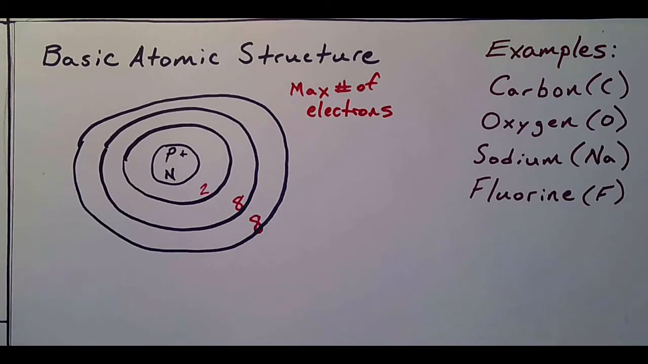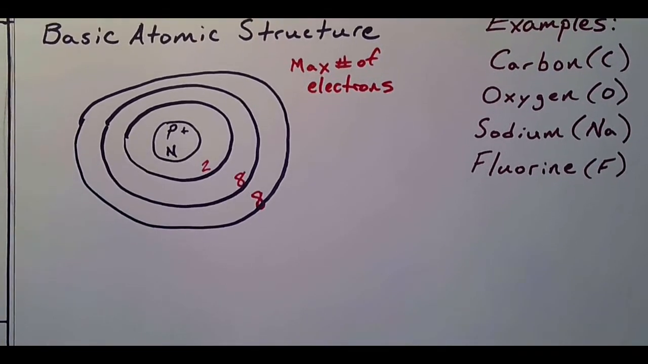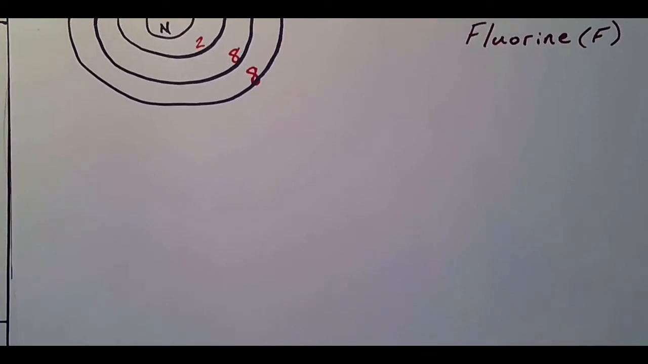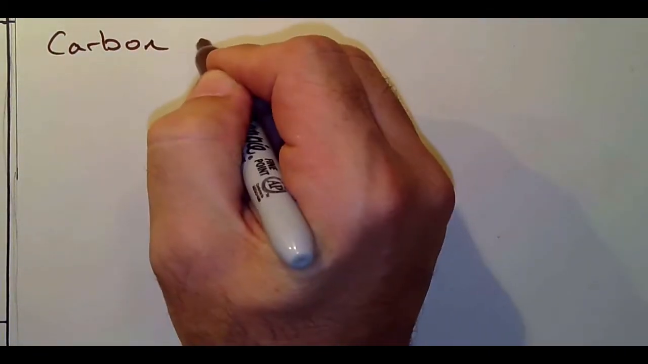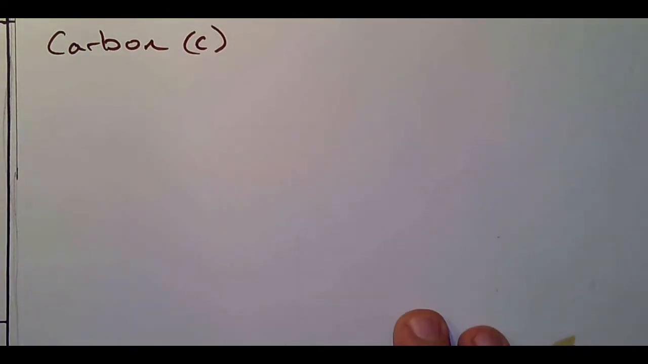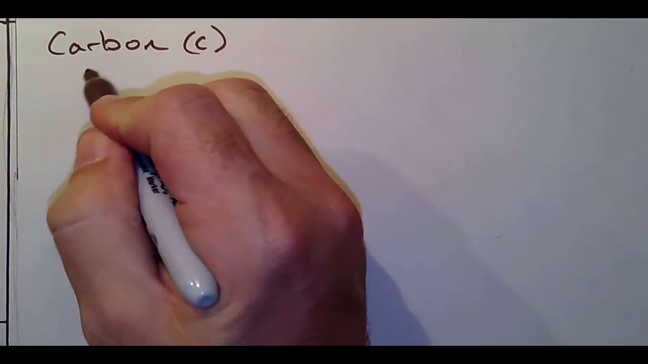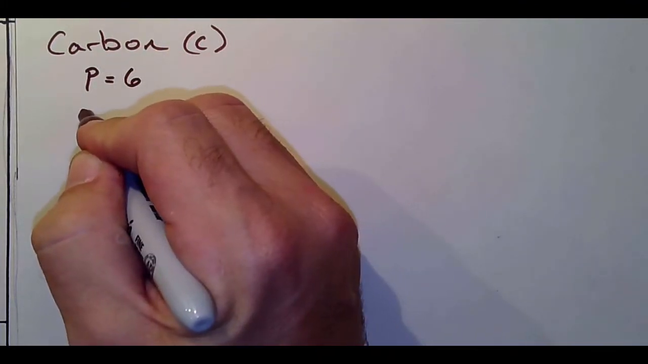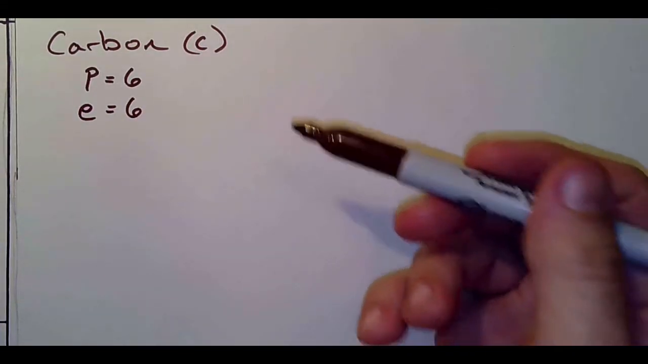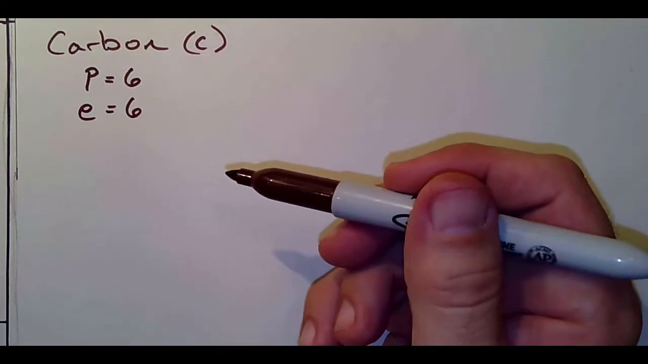Alright, now as we move up, let's look at some examples of trying to draw individual atoms off the periodic table. Let's just start off with carbon. So we've got carbon here. If you look at your periodic table of elements, you'll see that carbon has got an atomic number of 6, so we know that it's got 6 protons and it's going to have 6 electrons.